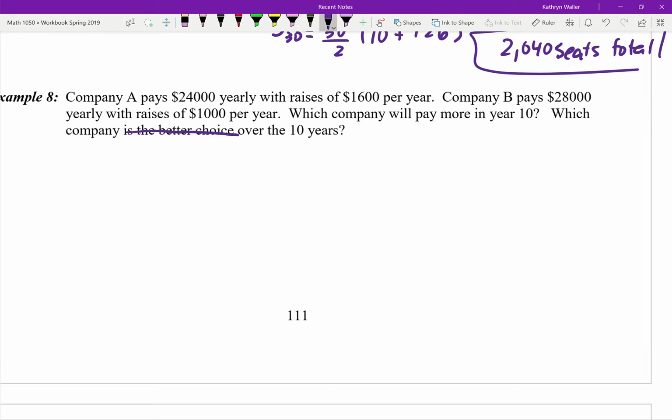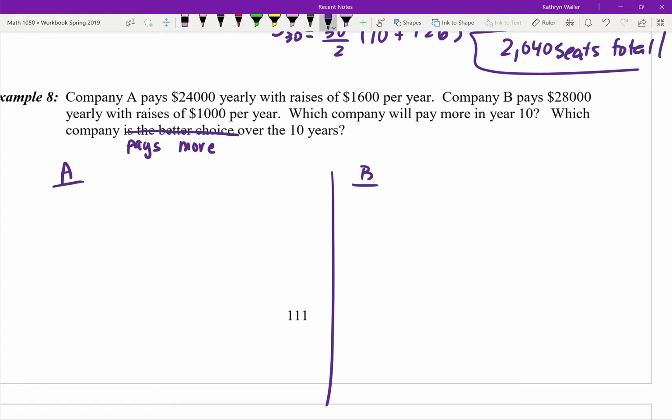Okay? Because the job that pays you the most may not be the job that's the better choice. Anybody that's ever had a rude boss, I've had a rude boss. You can pay them tons of money and it's still a horrible job because you're working with someone that is very rude to you. Okay? It's not worth it. So we're going to say which company pays more over 10 years. Okay? So let's divide this in half and let's go company A and company B.